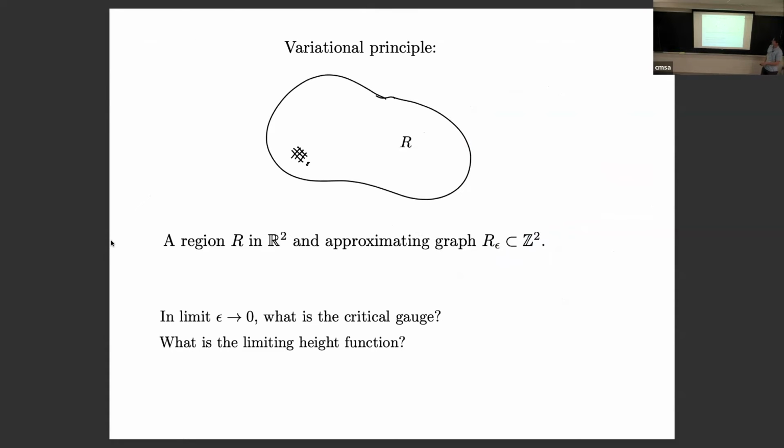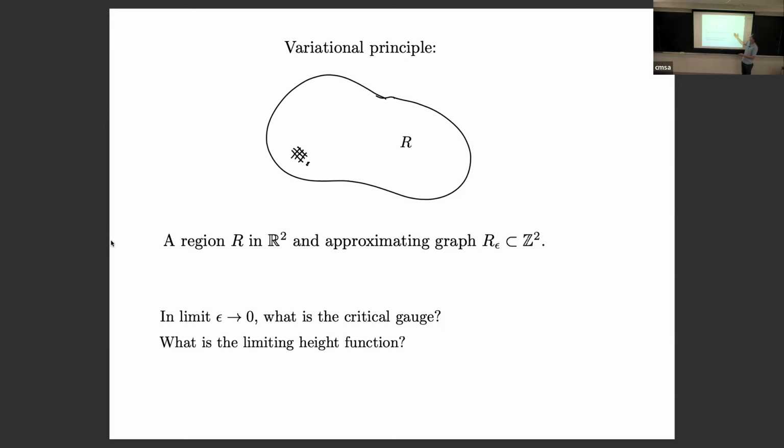Okay, and there's an associated variational principle here. Just like in the standard dimer case, you take a region in the plane, say, you let epsilon be very small, and you take an approximation of the region by a discrete graph inside, well, I should have said epsilon z squared here. I just rotated z squared because it's convenient to use these rotated coordinates. And then, if I have this large graph, how do I describe the critical gauge, and how do I describe the limiting height function, just like we did in the previous slide?